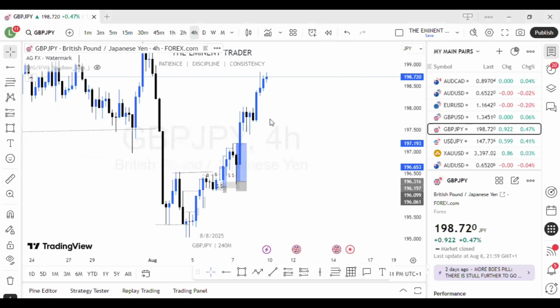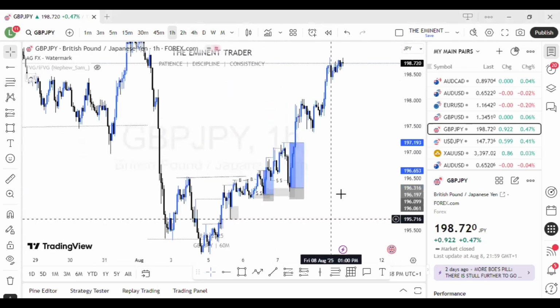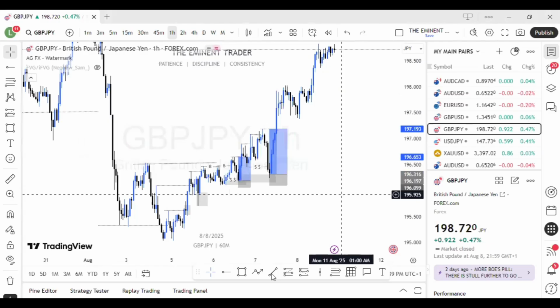So let's go to the 1 hour chart. Time is going. So on the 1 hour, you can clearly see that the trend has switched to bullish.